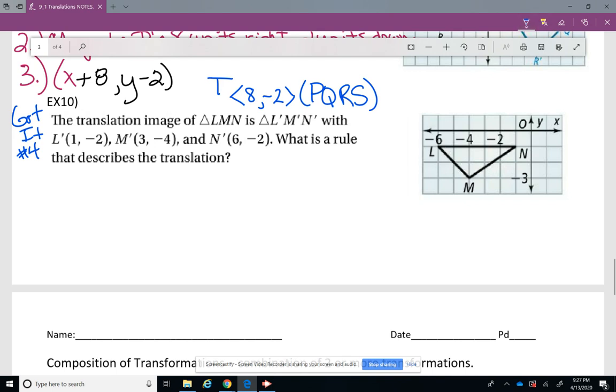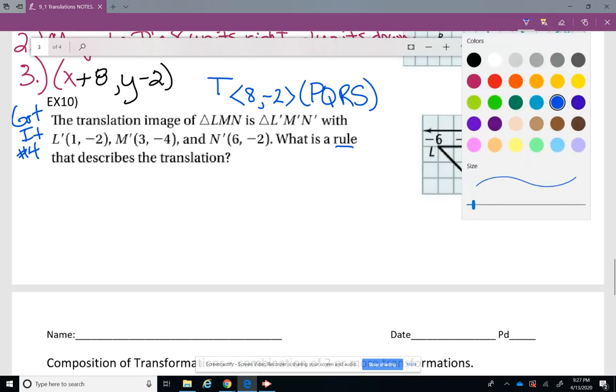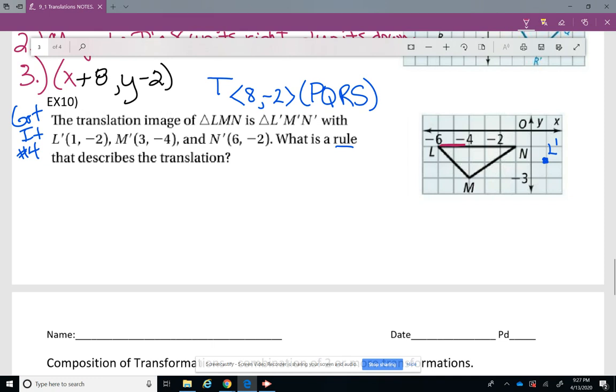Let's put L prime at 1, -2. 1, -2. Right here. L prime. Well, you know what? We don't really have enough room to graph everything else. But if all they want to know is the rule, this is going to be easy. So I'm going to go right. How many spaces? We're going to map it. If you counted it, you should have counted 7. So 7 right. And then I'm going to go down 1. And 1 down.